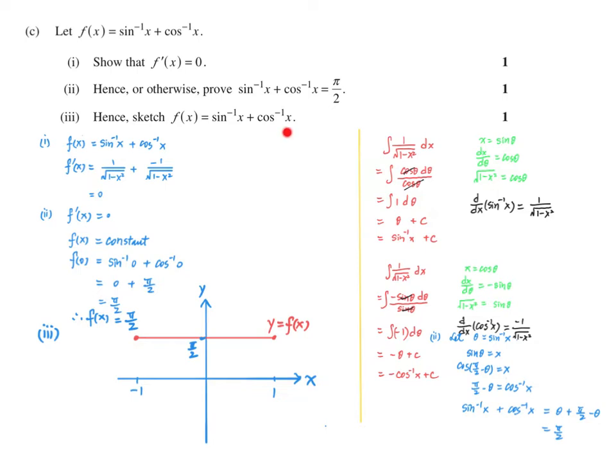Same as the cosine function. The value of the cosine function also oscillates between minus 1 and 1. Therefore, the domain of this function can only be between minus 1 and 1 inclusively, which means we can have minus 1 and 1 included in our domain.